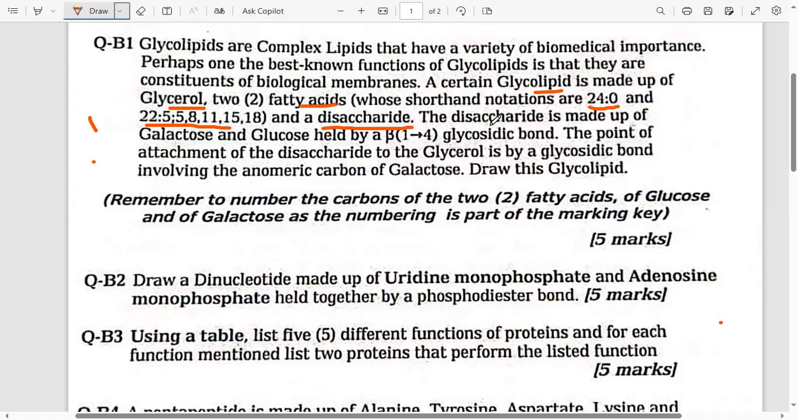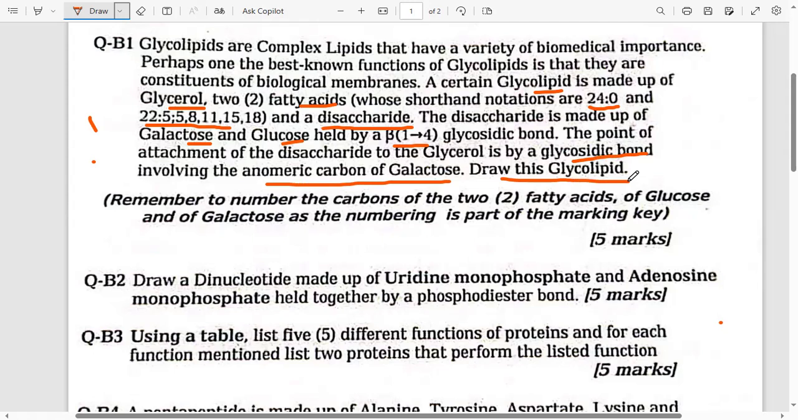Okay, then they're saying the disaccharide is made up of galactose and glucose held by a beta 1 to 4 glycosidic bond. Then they are further saying that the point of attachment of the disaccharide to the glycerol is by the glycosidic bond involving the anomeric carbon of the what? The galactose. And then the question now is, draw this glycolipid.